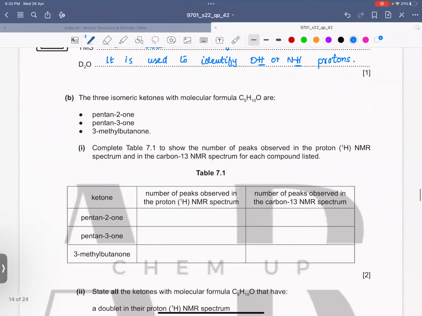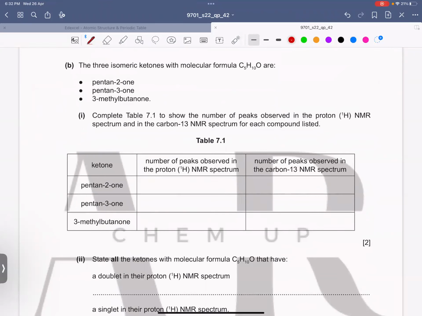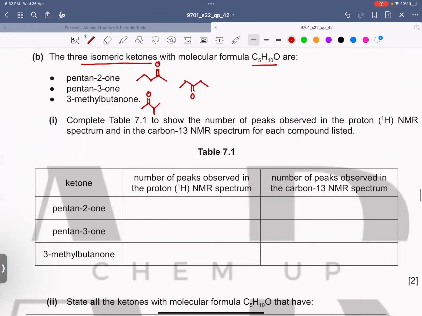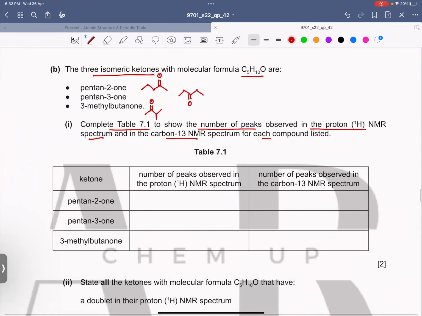Now what they are asking: the 3 isomeric ketones with a molecular formula C5H10O are pentan-2-one, pentan-3-one, and 3-methylbutanone. If I make pentan-2-one, it would be this. Then pentan-3-one, it would be this. And then if I write 3-methylbutanone, so 4 carbons. Now, what they are saying: complete table 7.1 to show the number of peaks observed in the proton NMR spectrum and in the carbon-13 NMR spectrum of each of the compounds.